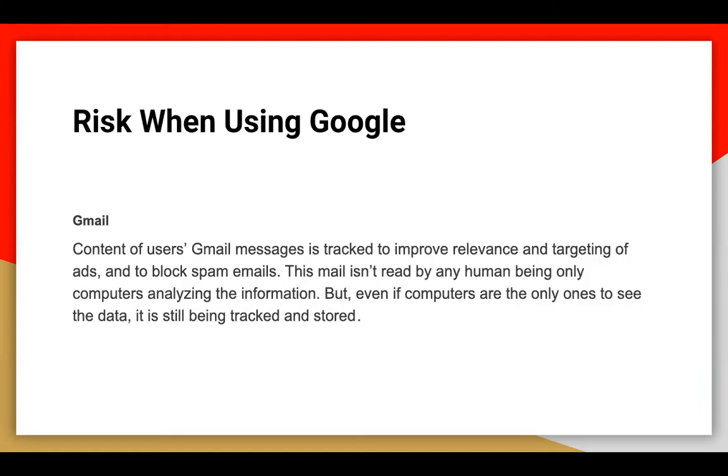Content of users' Gmail messages is tracked to improve relevance and targeting of ads, kind of what I just mentioned, and also to block spam emails. This mail isn't read by any human being, only computers analyzing the information. But even if only computers are the only ones to see the data, it's still being tracked and stored, which could lead to leakage or another danger such as that.